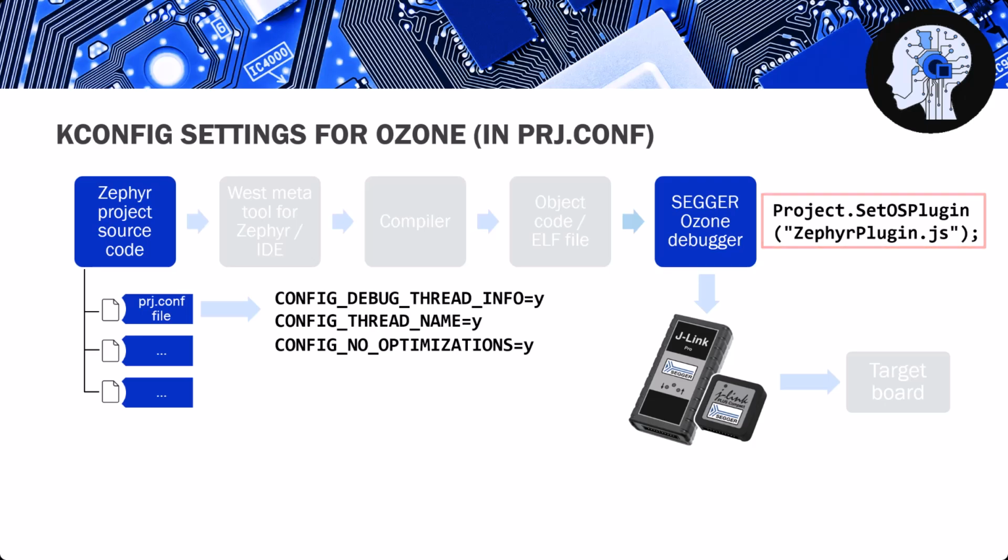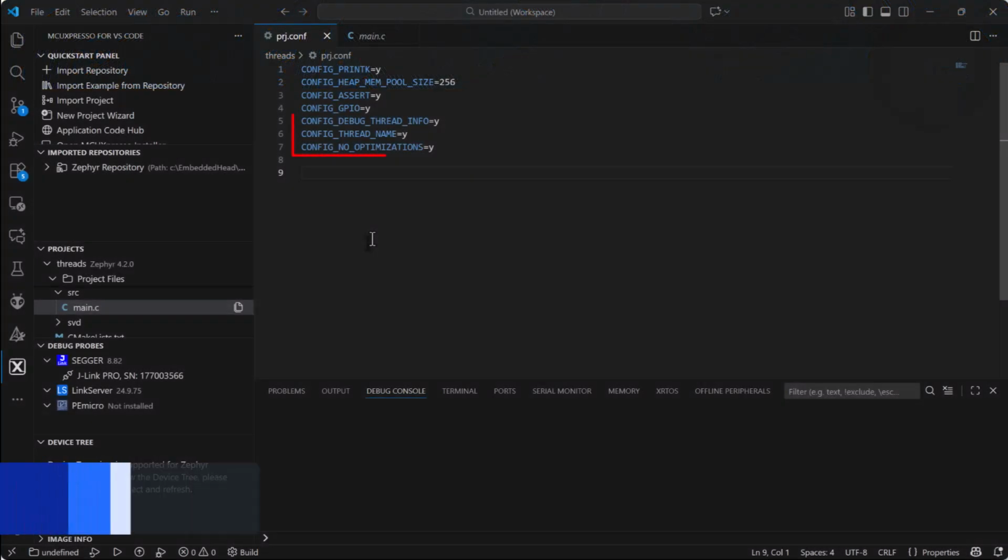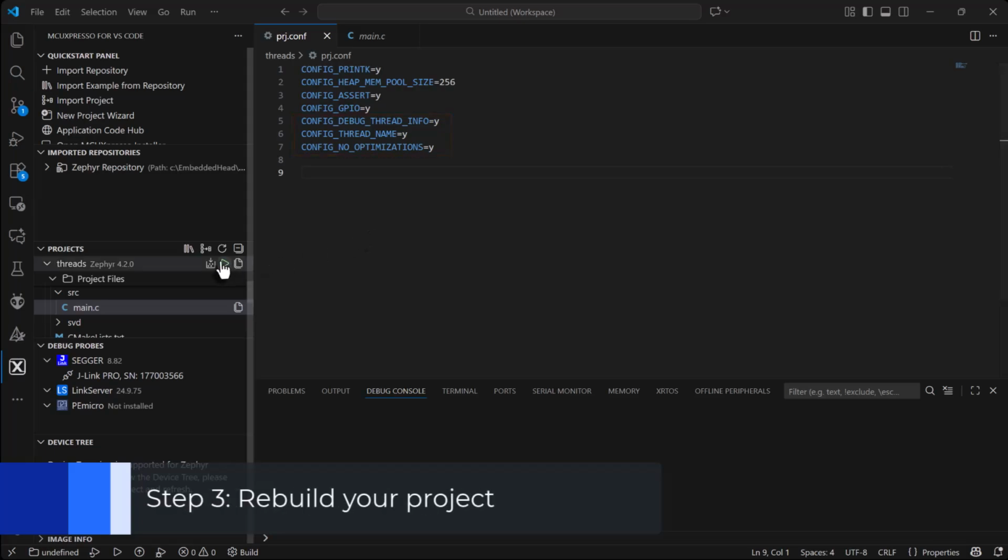RTOS awareness plugin. For this tutorial video, I'm using an NXP MCXN947 Freedom Board that is connected to my PC via a SEGGER J-Link. As my Zephyr development environment, I'm using the NXP MCUXpresso extension for VS Code, and I'll be working with the threads example from the Zephyr repository. After updating your project configuration file as mentioned earlier, rebuild your Zephyr project in whatever development environment you're working with.